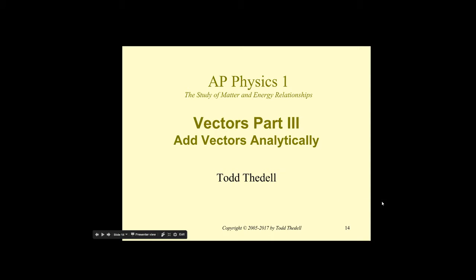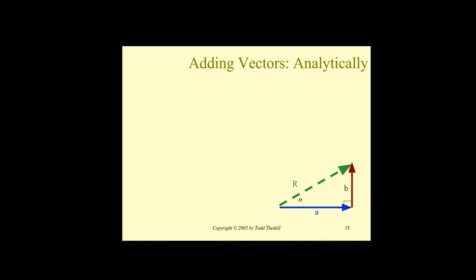Okay, welcome. This is Vectors Part 3. Now we're going to learn how to add vectors analytically. At this point, you should know how to draw a vector to scale and then add vectors graphically by drawing them to scale. By adding them analytically, we are going to calculate the resultant vector. And remember, the resultant vector goes from where you start to where you end.